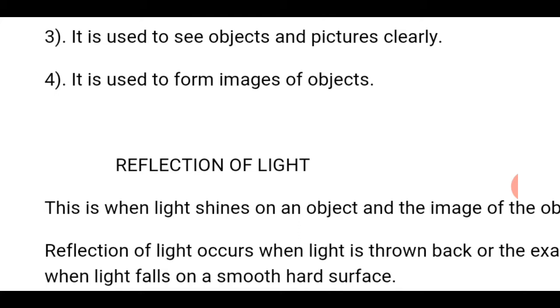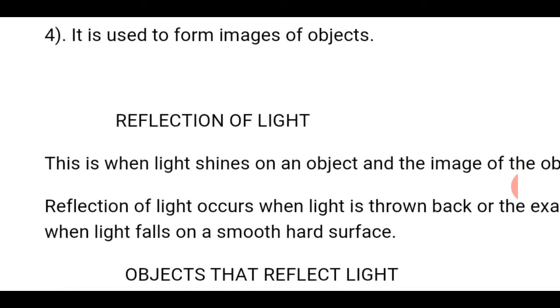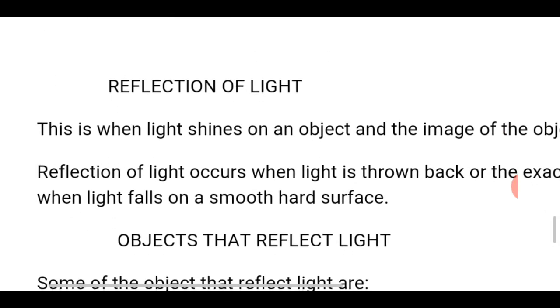Yes, we see things clearly with what? Light. We can never see objects and pictures clearly when there is darkness. So we see objects and pictures clearly when there is light. Light helps us to see the size, the color and the shapes of objects. The fourth one: it is used to form images of objects.